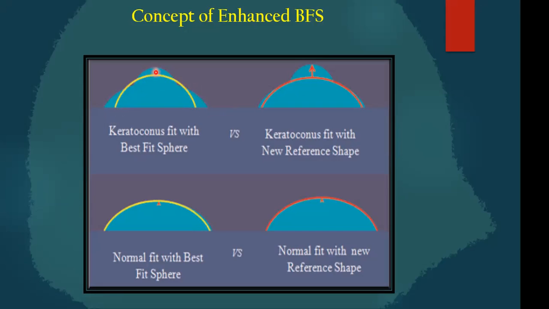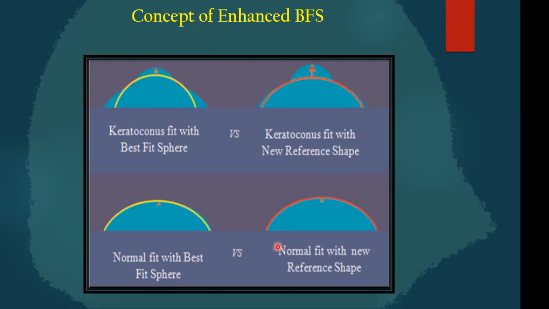Now, the red arrow that you can see going above is the elevation that is going to be recorded on the elevation map. This is with a normal best fit sphere, whereas this is the new reference sphere, the red one. And look at the difference in the amount of elevation that you see between image A and image B.